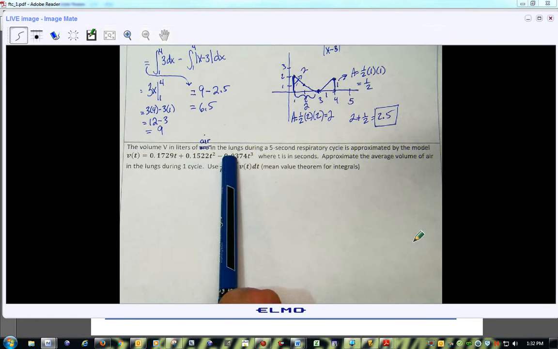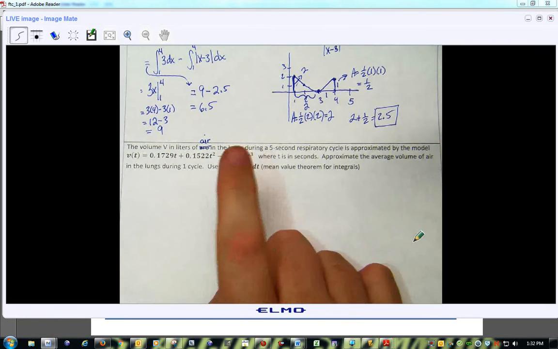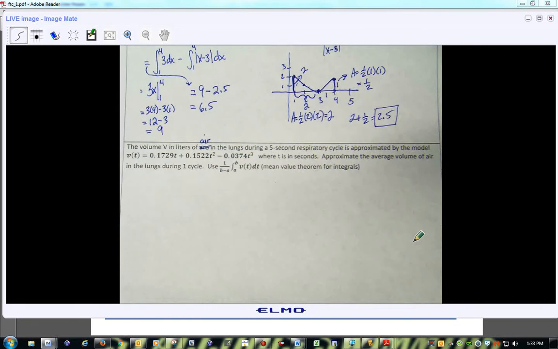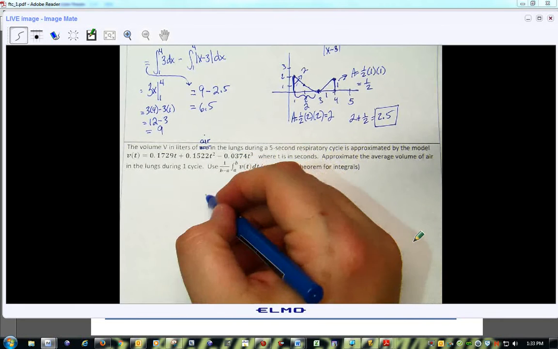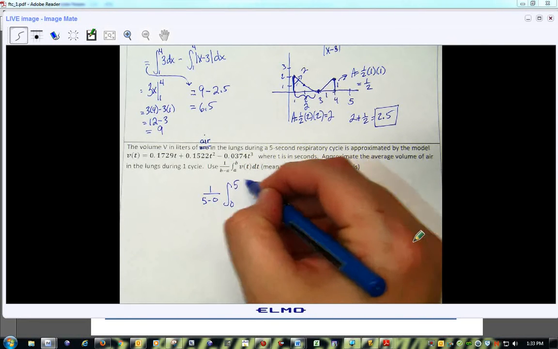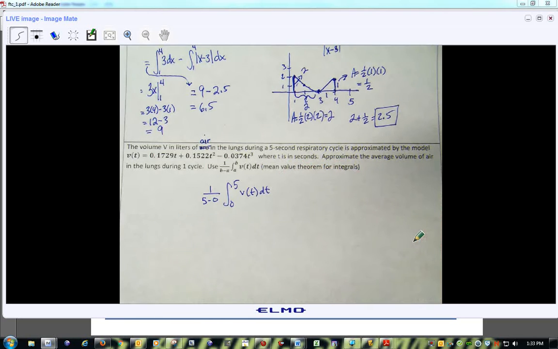Now the mean value theorem is basically taking, just go with the formula for this. So the formula is going to be 1 over 5 minus 0 times the integral from 0 to 5 of v of t dt. Now I'm going to show you how to do this on the calculator, because this one is a calculator problem if there ever was one.